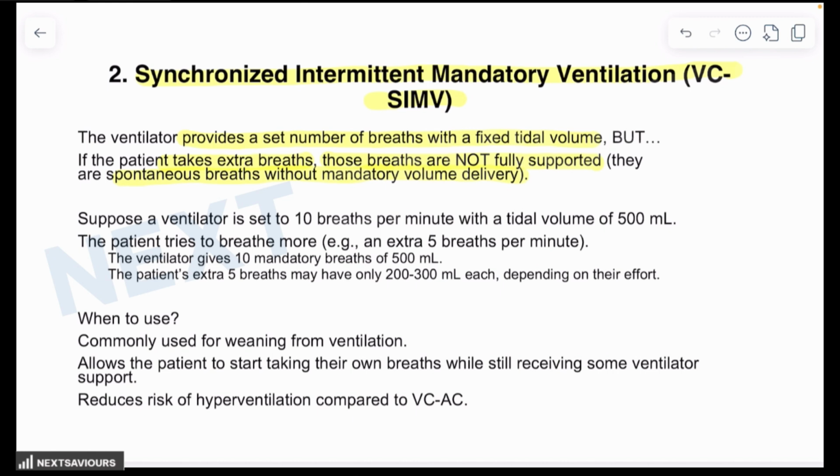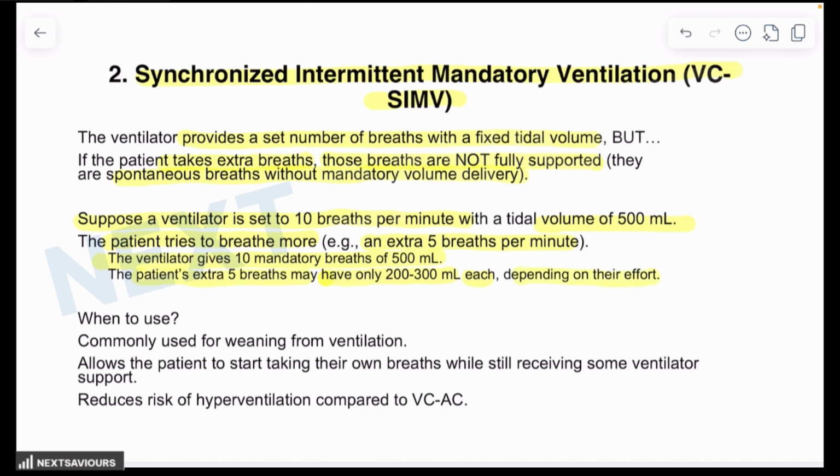Now try to understand this with an example. Suppose a ventilator is set to 10 breaths per minute with a tidal volume of 500 ml. The patient tries to breathe more. Now the patient is coming out of GA. For example, he takes an extra 5 breaths per minute. In those cases, what will happen? The ventilator will give 10 mandatory breaths of 500 ml, but the patient's 5 extra breaths may have only 200 to 300 ml of tidal volume each, depending on their effort.